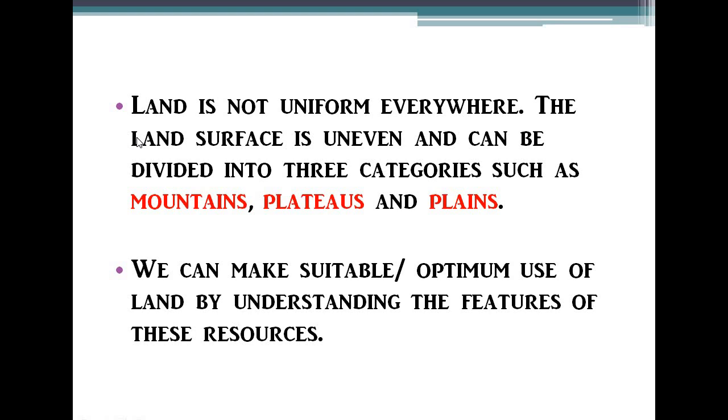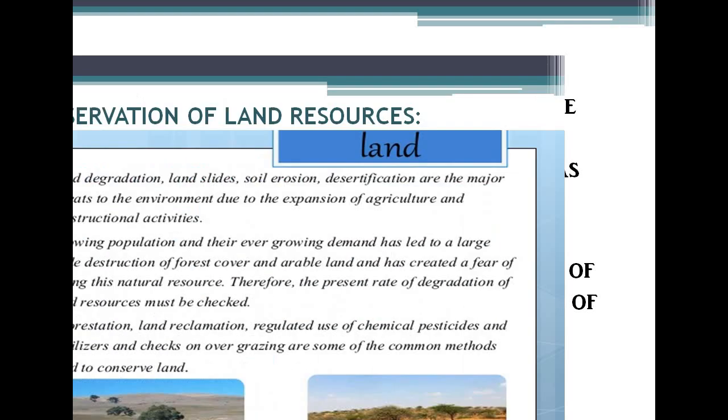So basically, as we know, land area is not uniform everywhere. It is uneven. The distribution is not even. And it is mainly categorized in 3 types, which are mountains, plateaus, and plains. Now, we can make suitable optimum use of land by understanding the features of these resources. We can use the land in a better way by understanding how it can be used.